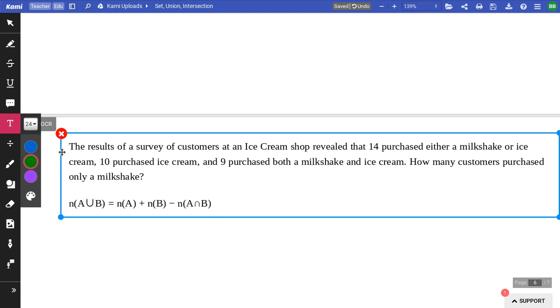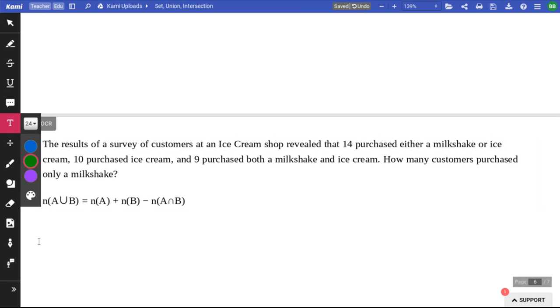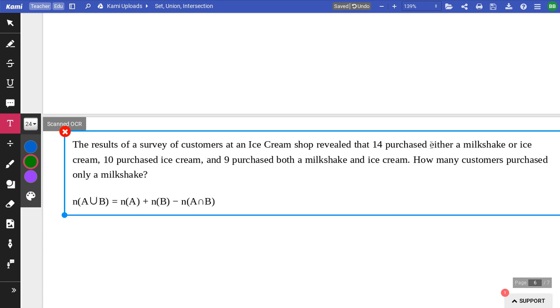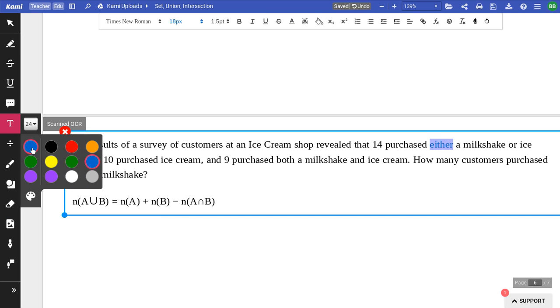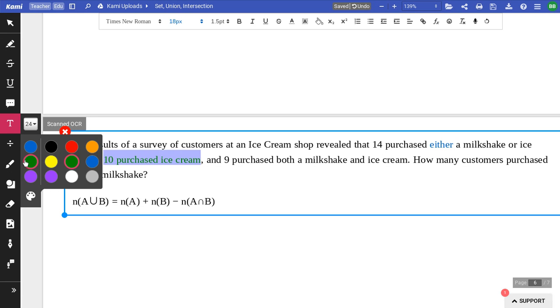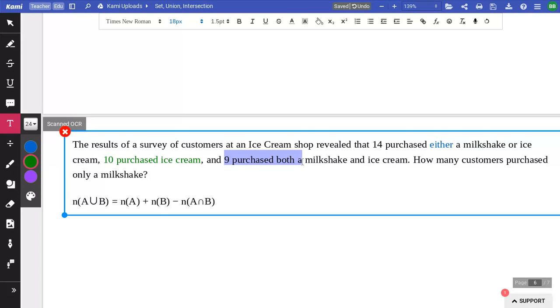Okay, and this reads, let's go ahead and move this over some. The result of a survey of customers at an ice cream shop revealed that 14 purchased either, so that's our or, a milkshake or ice cream. 10 people purchased ice cream. 9 people purchased both a milkshake and ice cream. How many customers purchased only a milkshake?